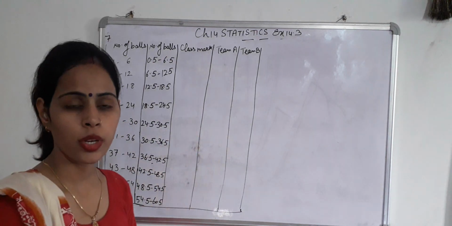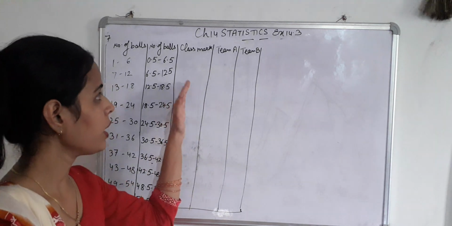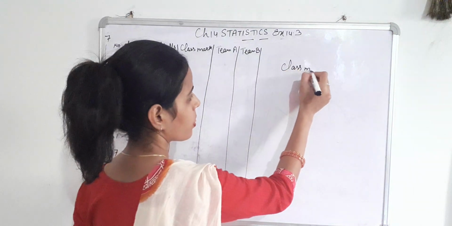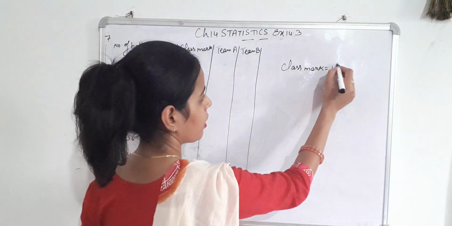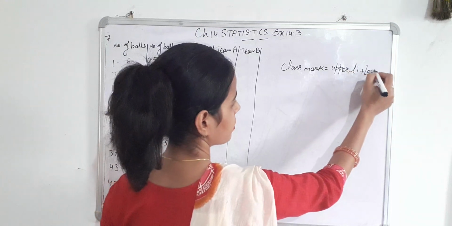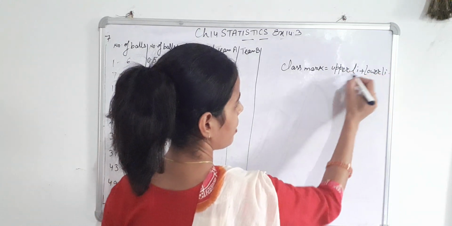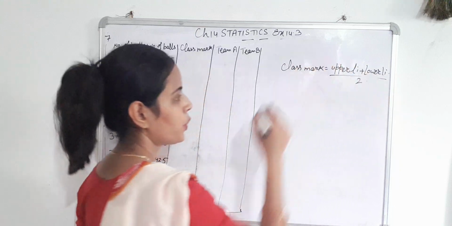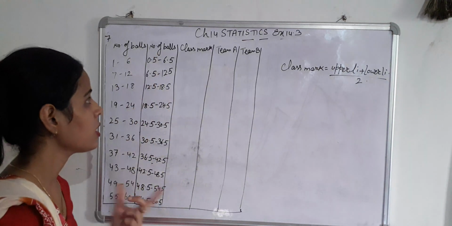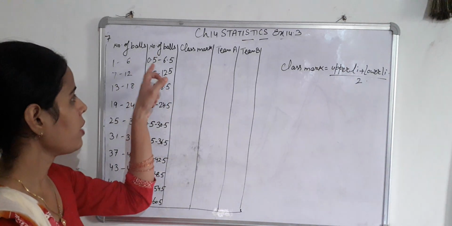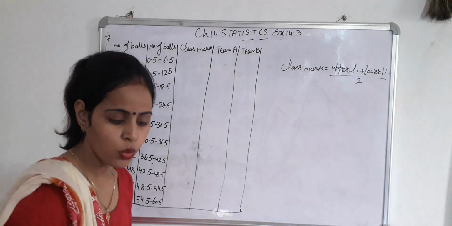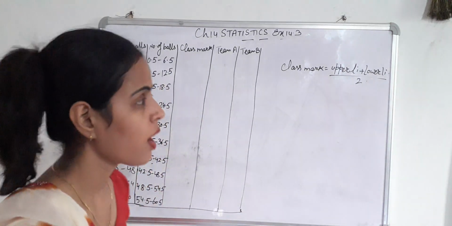Before drawing the frequency polygon, first find the class mark. Class mark equals upper limit plus lower limit upon 2. Now find the class mark for all these intervals. 0.5 plus 6.5, 7. 7 upon 2 equals 3.5.